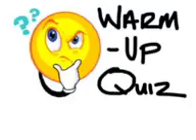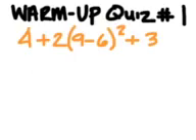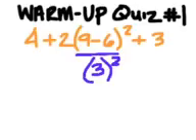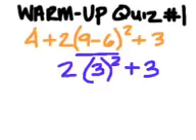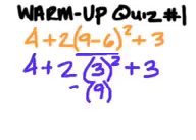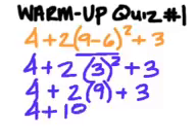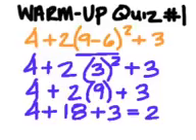Time for the warm-up quiz. Problem number 1. If you missed this one, watch the work up here. 9 minus 6 is 3. And then you'll have to go back and do the square. 3 squared is 9. And multiply that by 2 to get 18. And then add straight across. 4, 18, and 3 is 25.